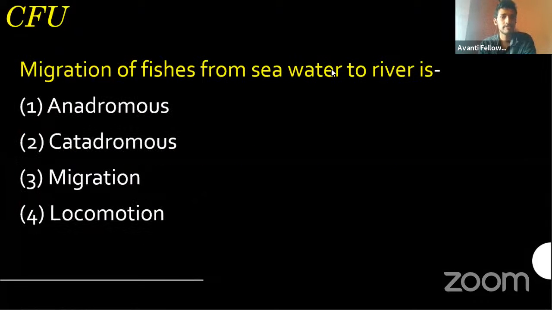Migration of fishes from seawater to the river is called. They are simply asking about fishes migrating from seawater to the river. So what will you call that? The first option is anadromous, second option is catadromous, third option is migration, fourth option is locomotion. We already discussed this. There are two kinds of migration, right? So I think I can launch the poll because we already discussed this. Yeah, so I'm launching the poll, guys. You can answer in the poll.